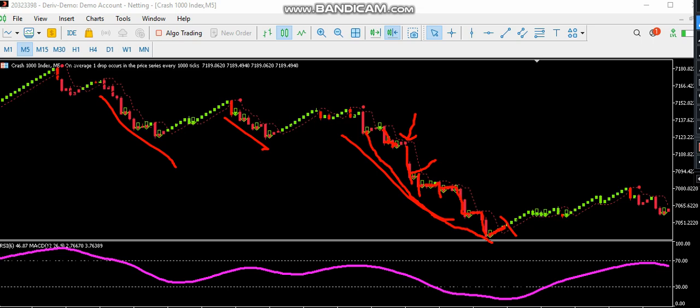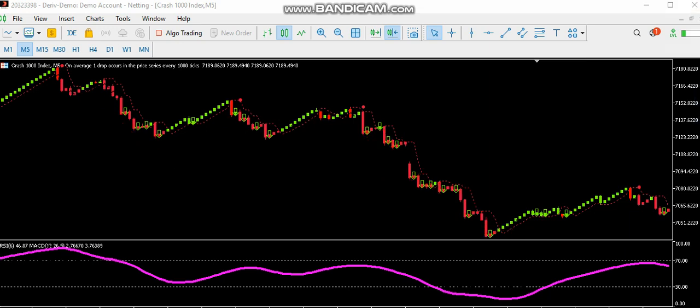You understand me? The CT spike detector is a very powerful detector. Okay, it helps you minimize your loss. The moment it wants to cross that line, all you do is close.